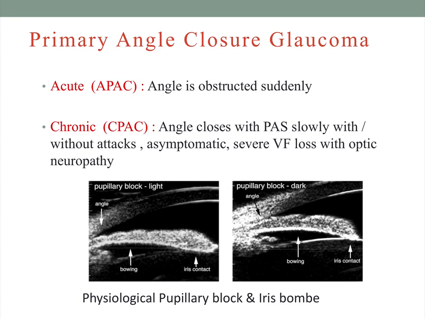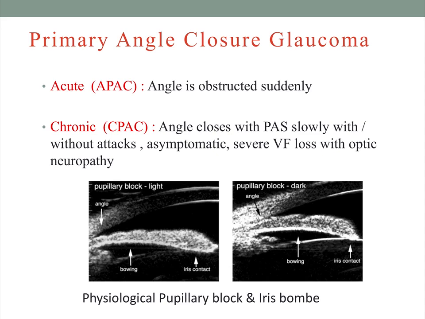Primary angle closure can also be of two types depending on the presentation, that is acute primary angle closure or chronic. Acute is when the angle is obstructed suddenly, and chronic is when the angle closes with peripheral anterior synechiae slowly, with or without attacks, and patients are asymptomatic with severe visual field loss and optic neuropathy.